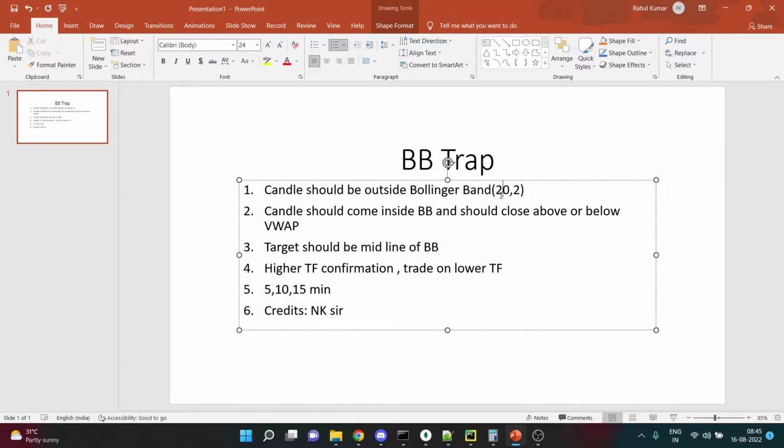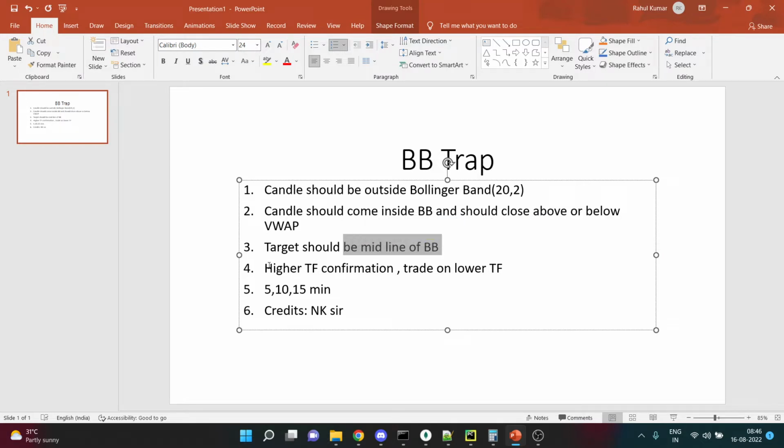This will be the first thing which will generate a signal. Once this first signal is generated, we will wait for the candle to come inside the Bollinger Band. Then if the candle closes below VWAP for a sell, or above VWAP for a buy, we will initiate the trade with the target in mind being the middle line of the BB.